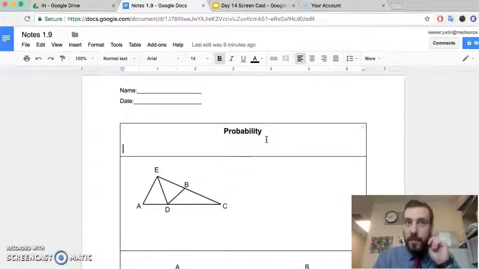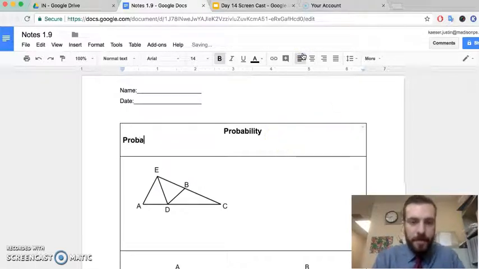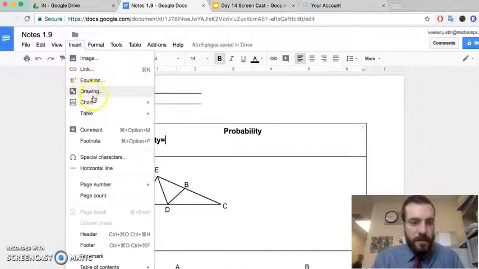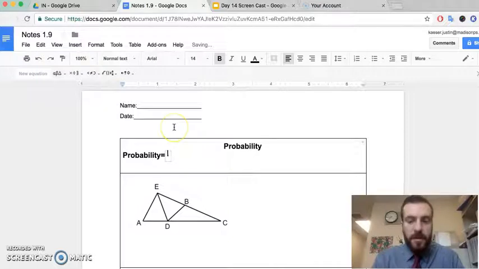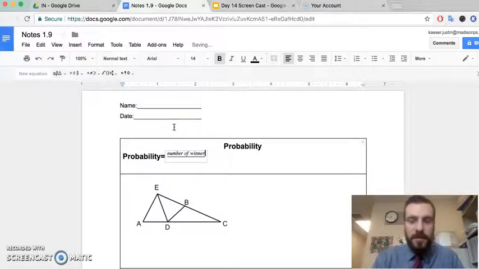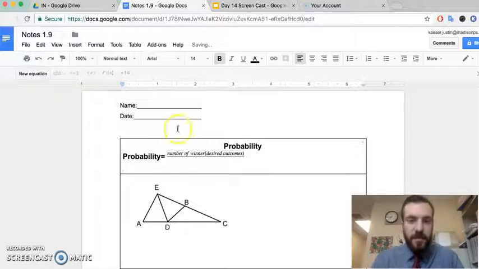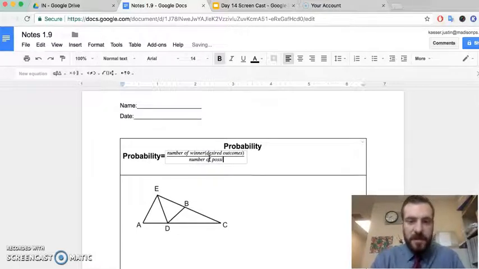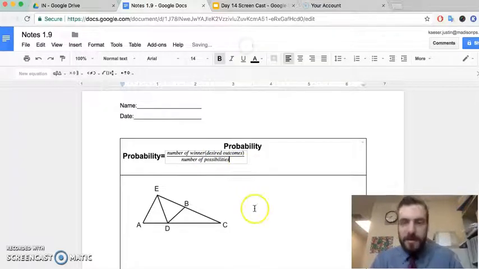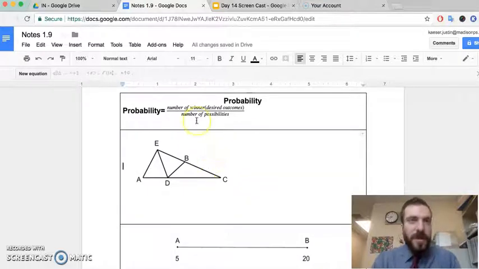Probability. The definition for probability is probability equals the number of winnings or your desired outcomes, and that's going to be over our number of possibilities. And if that sounds confusing right now, we're going to do some examples of what that means, how that relates to geometry. So the first one, we have this triangle.